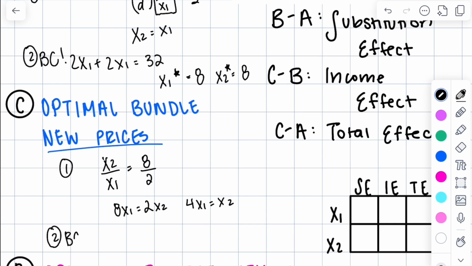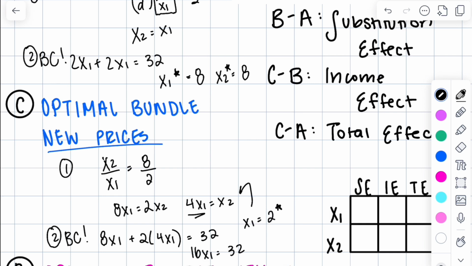Let's plug that into the budget constraint. So I have 8x1 plus, we know that 4x1 is our x2, equals income of 32. So here I see I have 16x1 equals 32. That means my optimal amount of x1 here is going to be 2, and since 4 times x1 equals x2, x2 is going to equal 8.